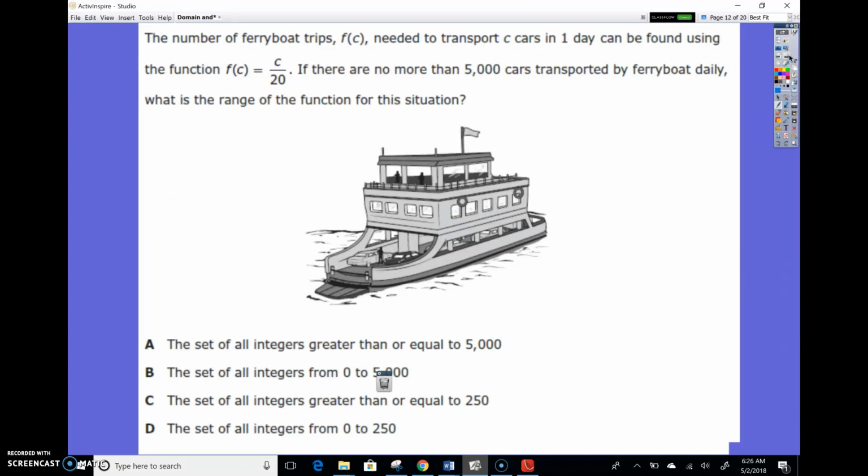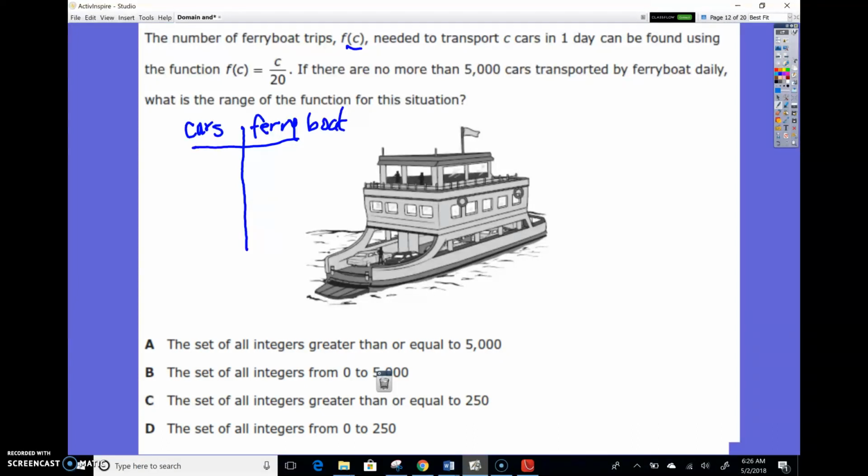Okay, now we have a problem. The number of ferry boats needed to transport c cars. So this is ferry boats, f of c, needed to transport c cars in one day. C is cars, that's kind of like our x. If there are no more than 5,000 cars transported by ferry boat, what is the range?